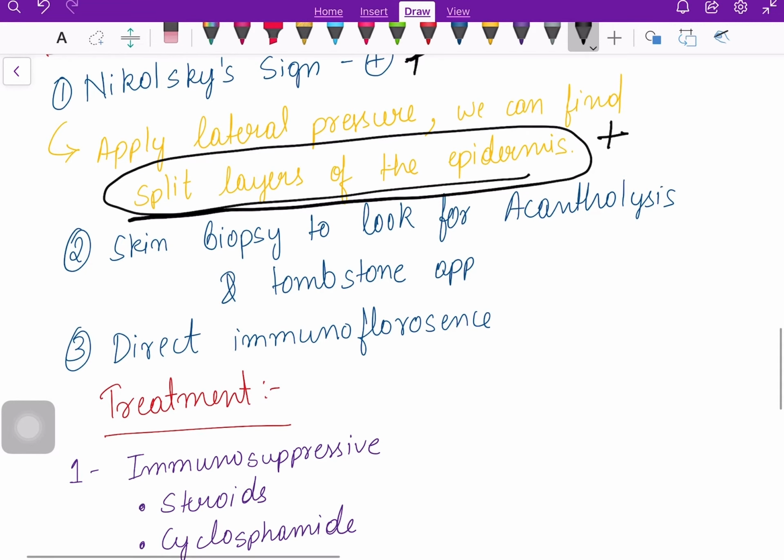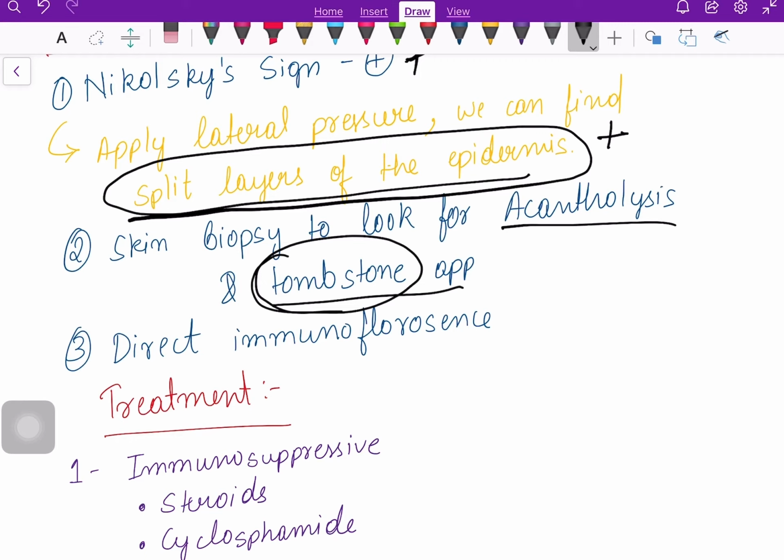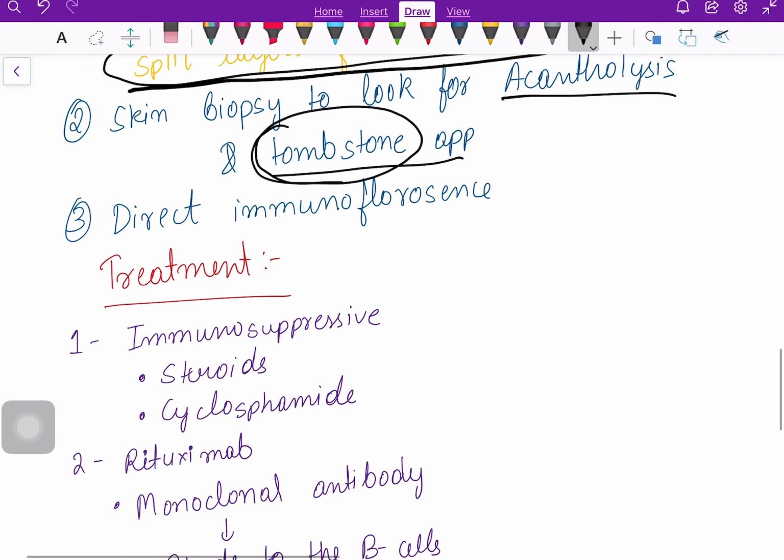After this, we can go for a skin biopsy to look for acantholysis and the tombstone appearance. Why is it called tombstone appearance? Because histologically the appearance looks like a tombstone. Therefore, it is known as tombstone appearance. Then we can do direct immunofluorescence.